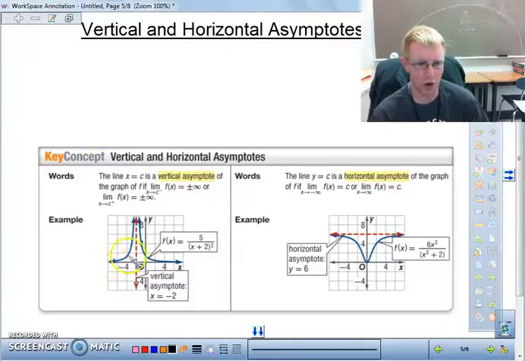So you see here, our limit, that limit just means as x approaches something, what does our f of x do? Just like the end behavior. The only difference now is our x is approaching a number. So we're going to call this, in this case, negative 2.